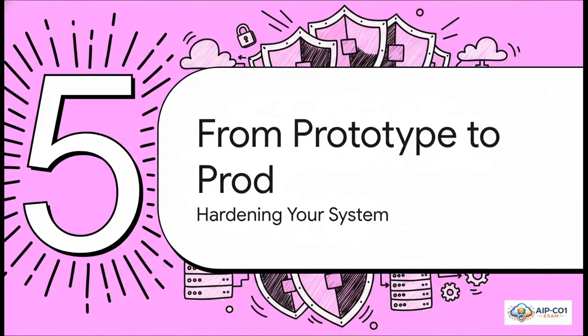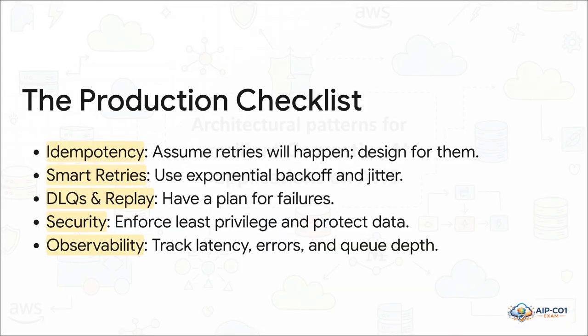Okay, so following that golden rule, that gets you like 90% of the way to a solid, resilient architecture. But if you want to go from good to truly production grade, there's a final checklist we need to go through. This is your production readiness checklist. First, idempotency. Just assume retries are going to happen and design your functions so that running them multiple times doesn't cause problems. Second, smart retries.